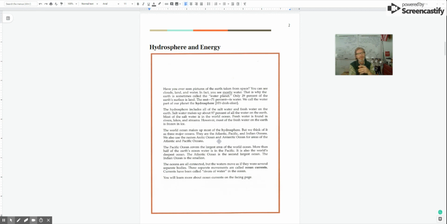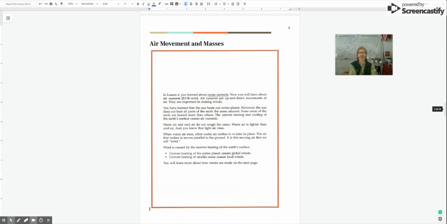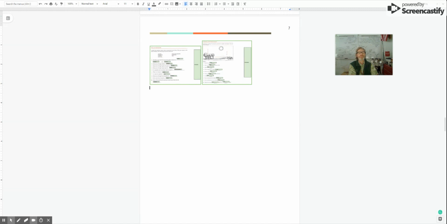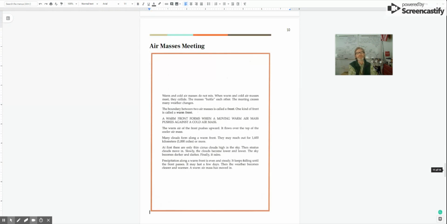Hydro means water. The energy forms of conduction, convection, and radiation heat the air and cause it to move in currents. As it moves around, it gets the characteristics of the land or the water that it was over. More north, it's colder; at the equator, it's obviously going to be warmer; and further south, it's going to be colder again. Those interactions and movements cause the air to have different characteristics and to move differently.